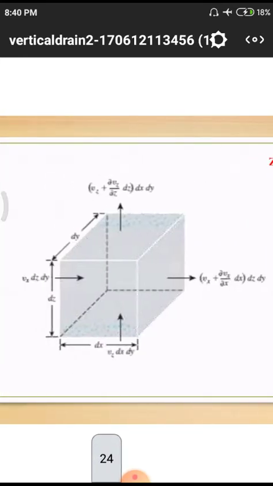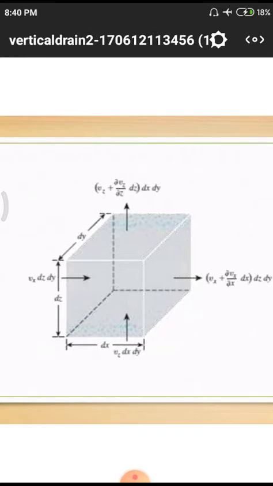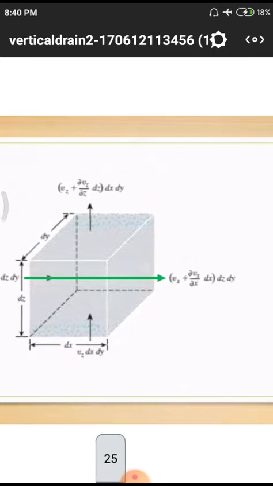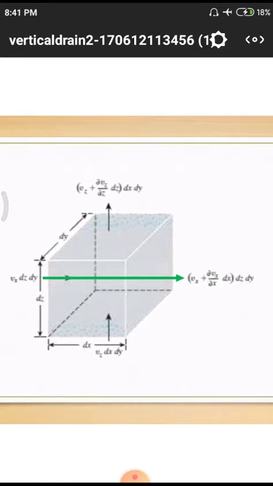Here also are variations of the particular stresses in the x direction and z direction. In the x direction we have Vx plus ∂Vx/∂x into dy into dz. These are the two different forces acting in other directions with respect to the z axis. The green means normally the surrounding water will have to move in the x direction. After the water collection is over, the total water will have to move in the upward direction along the red line.